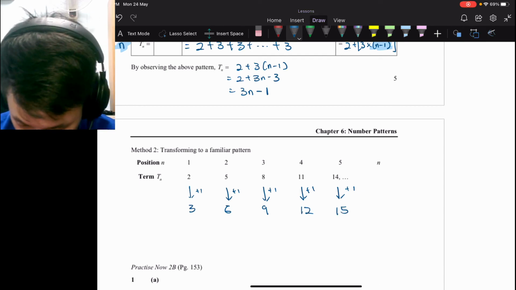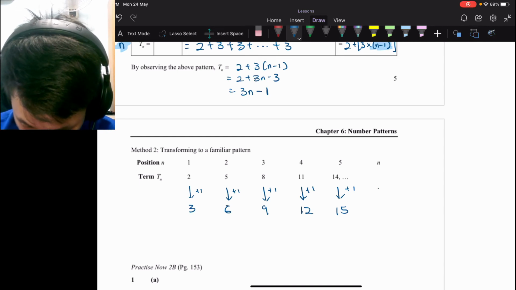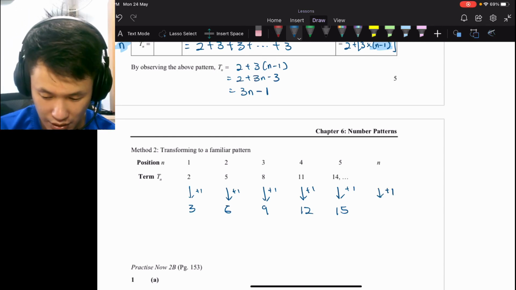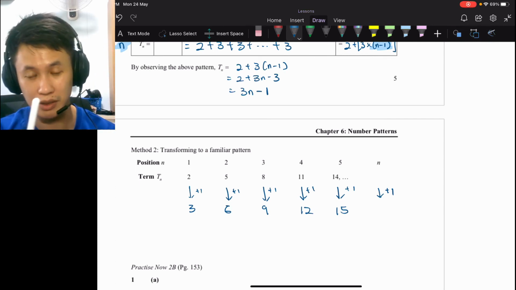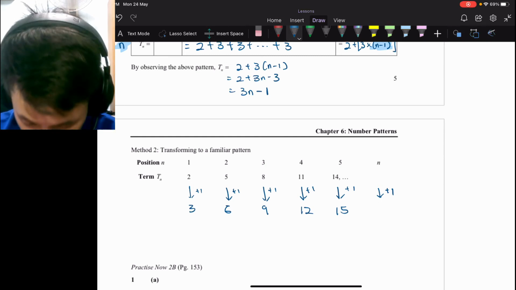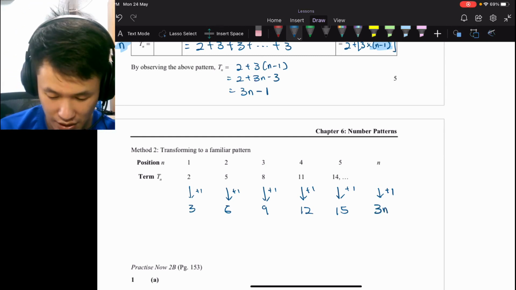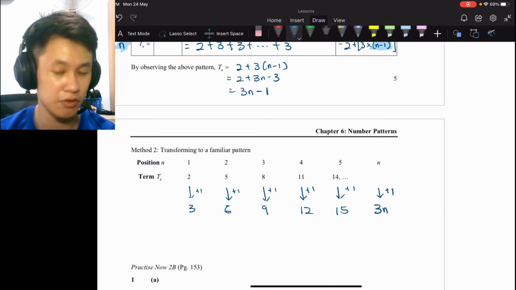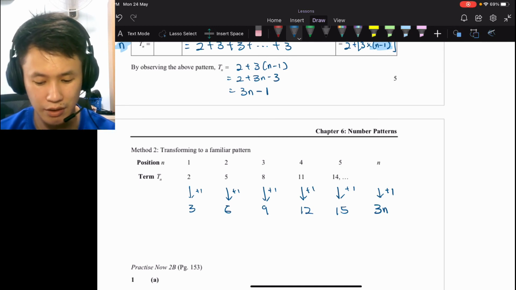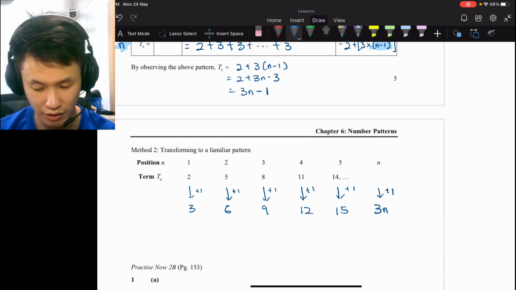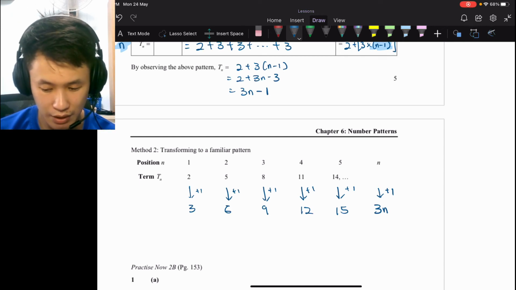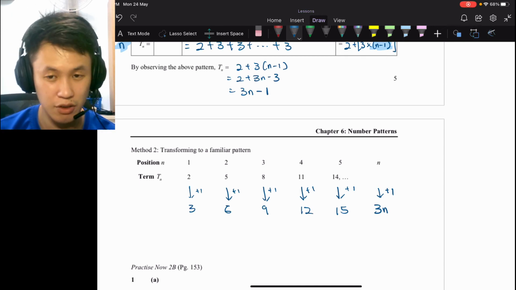You realize that in this case, if I have this term here, I also must add 1 to find this. So this new sequence here, we know the general term. The general term here is 3n, right? Because 3, 6, 9, 12, 15 are all multiples of 3. The first term is derived by getting 3 times 1, 3 times 2, 3 times 3, 3 times 4, 3 times 5, and so on and so forth. So what happened is that you need to add 1 to get 3n.